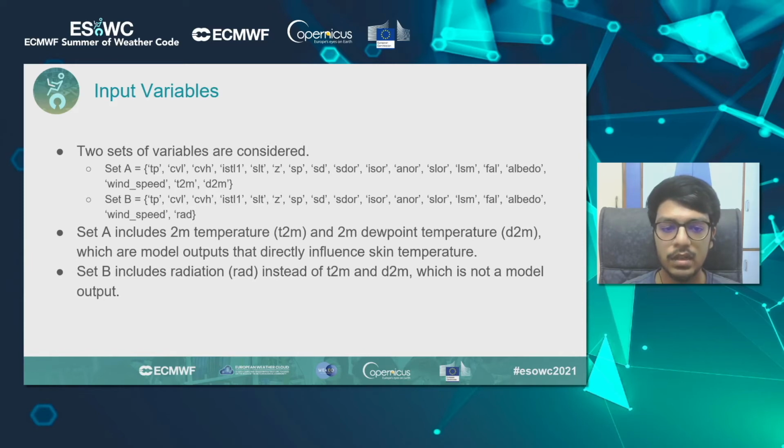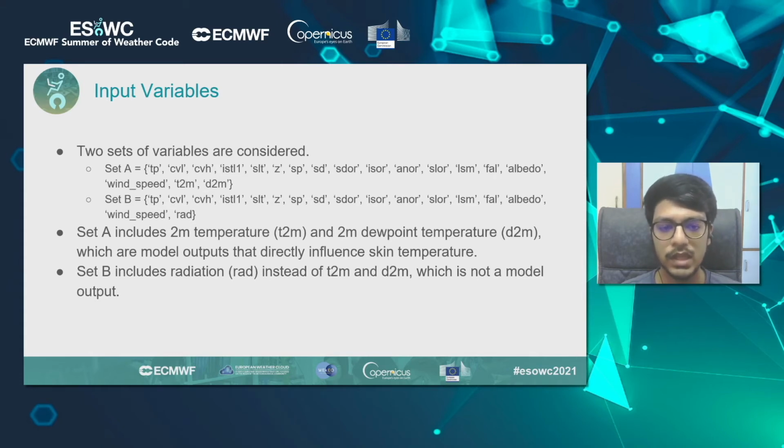For the first set, there are T2M and D2M, which are the 2-meter temperature and 2-meter dew point temperature. And for the second set, we have RAD, which is the radiation from the Earth's surface, as an added variable. There is a simple reason why we take these two different sets of variables.